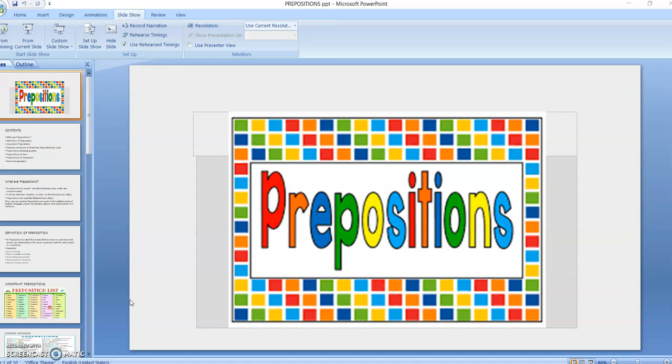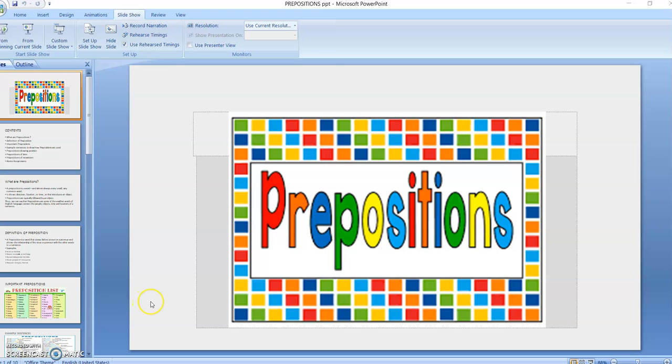Let us begin with our next chapter of English grammar, which is prepositions. Prepositions are also a part of speech. Till now, we have discussed nouns, pronouns, verbs, adjectives, and adverbs. And today, we will continue with the next part of speech, which is prepositions.